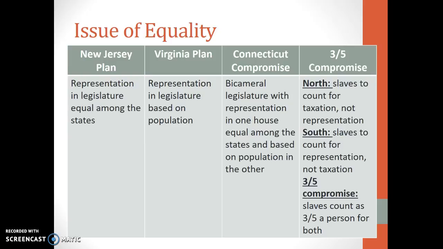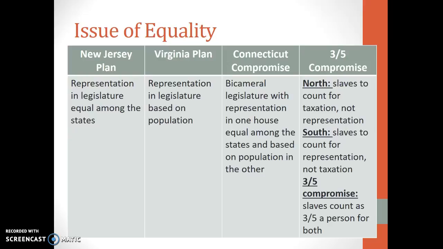So these are all things we went over earlier today. You've got the New Jersey Plan, the Virginia Plan, the Connecticut Compromise, also known as the Great Compromise or Sherman's Compromise, and then the Three-Fifths Compromise. The New Jersey Plan was the small state plan. They wanted the legislature to have equality among the states, so 2 representatives per state, the way that the Articles of Confederation were. The Virginia Plan wanted a legislature based on population. It's the big state plan.